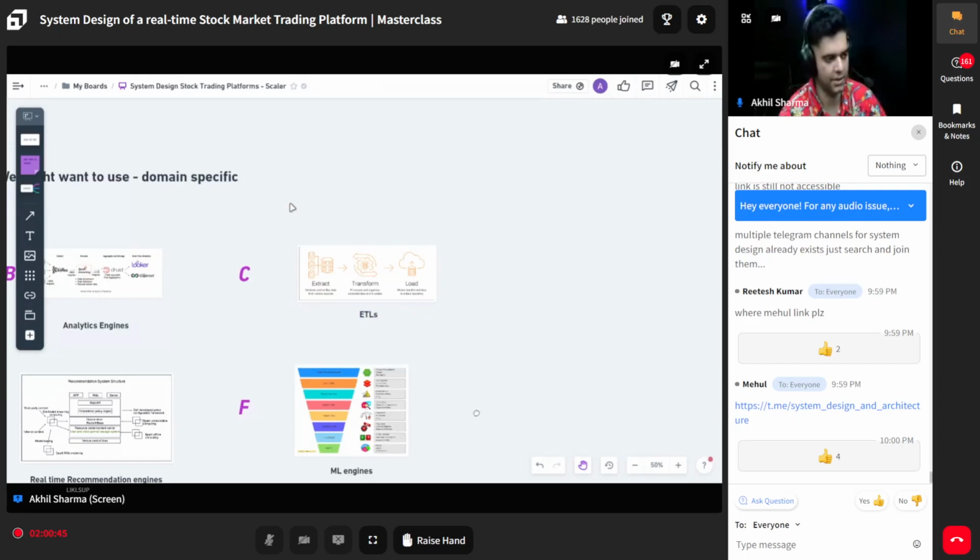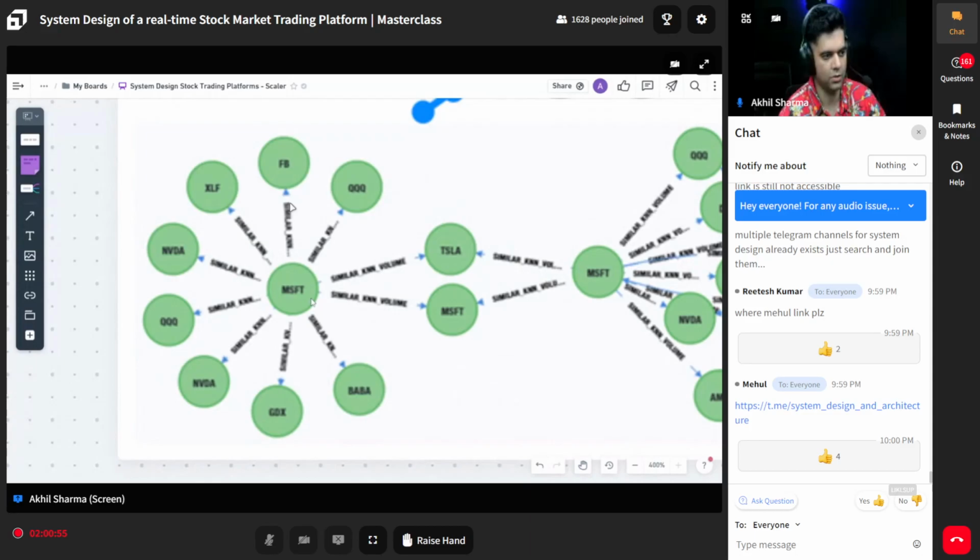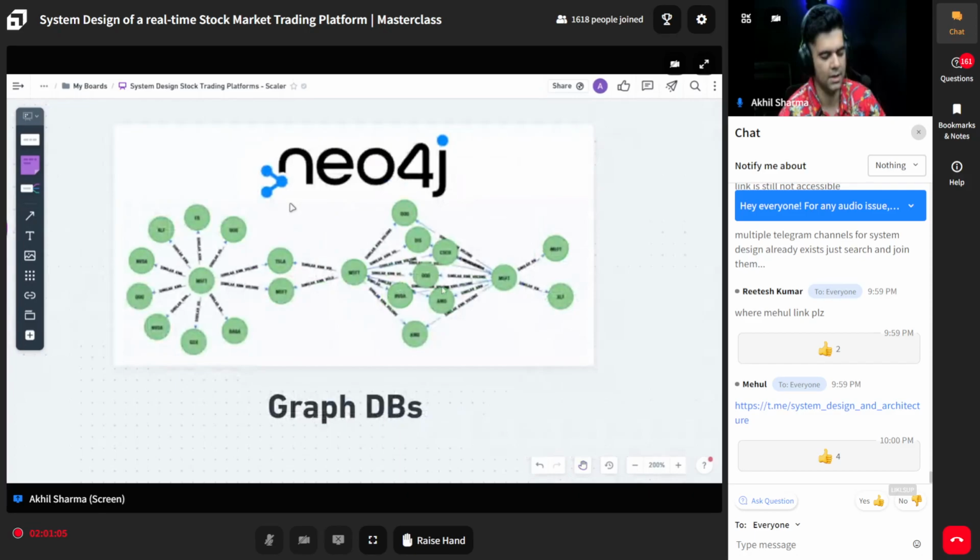Then we're going to have graph databases. Graph databases basically store information as nodes. So let's say you have a node called Microsoft, and then you have a node called Tesla. So here you've shown that there's a lot of similarity between Microsoft and Tesla and Nvidia, all of these stocks, and Facebook stock, right? There's a lot of information and similarity between them.